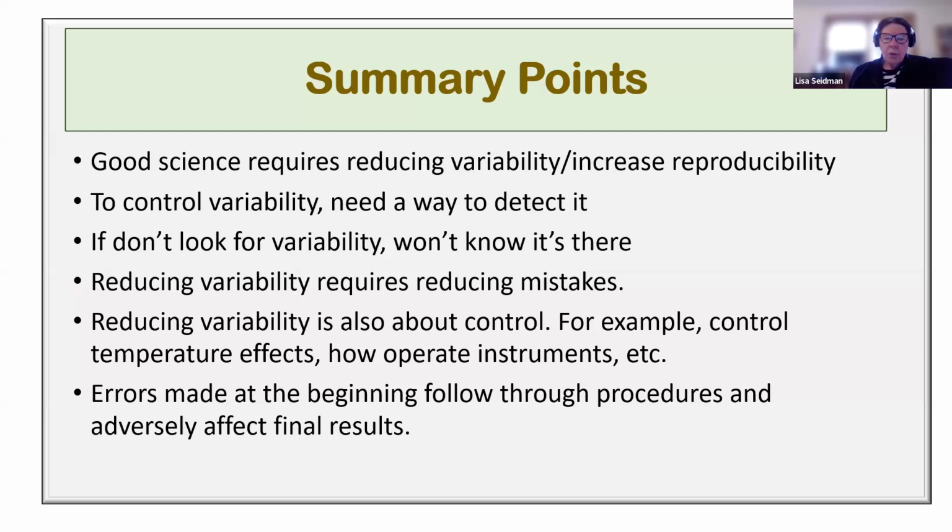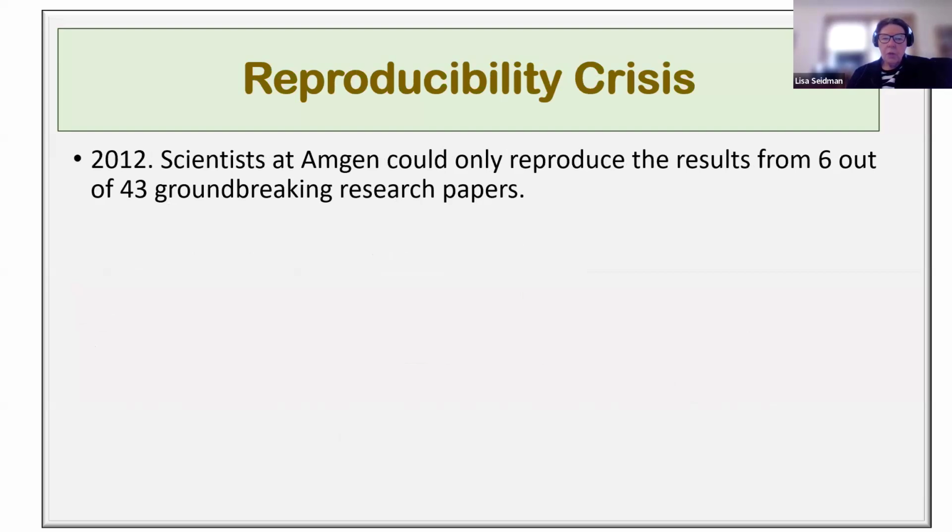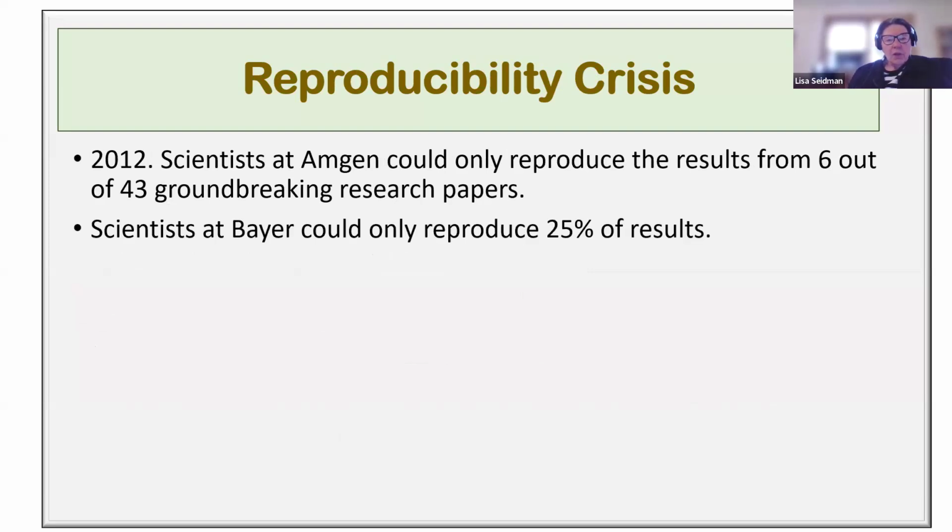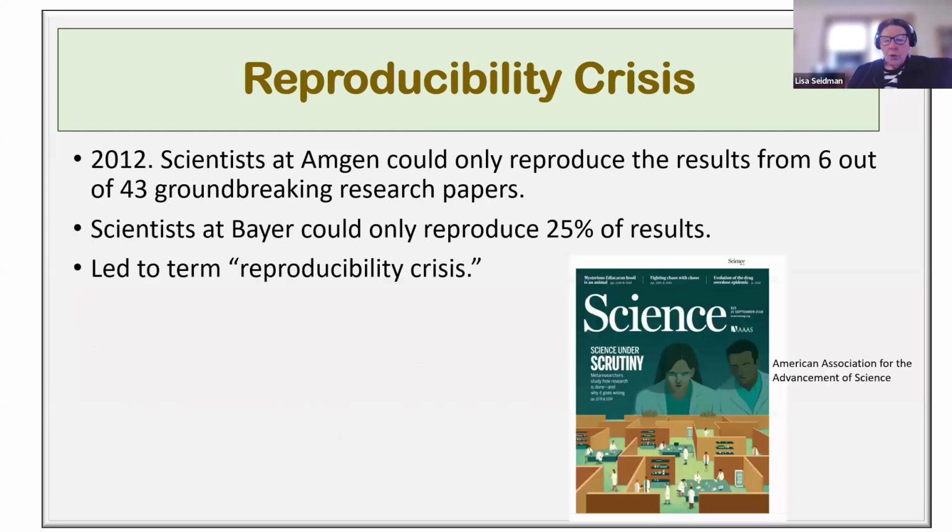And I'm going to use that as a segue to mention the reproducibility crisis. So in 2012, scientists at Amgen reported that they could only reproduce the results from 6 out of 43 groundbreaking research papers. That was really important because these were the papers that they were hoping to use as they developed new drugs, new treatments, new things. Scientists at Bayer can only reproduce 25% of results. This led to the term reproducibility crisis.